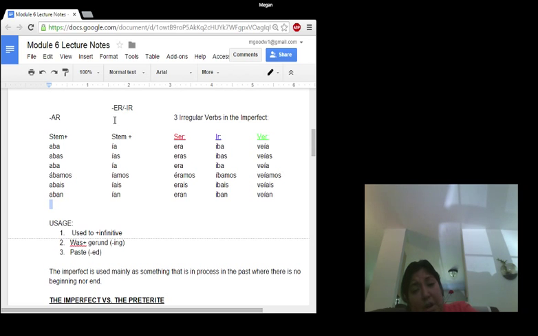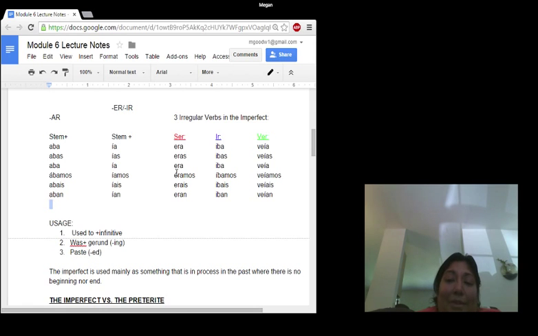For an ER or an IR verb, you are also going to take the stem, like com for comer, and add ía. So you have comía, comías, comía, comíamos, comíais, comían.